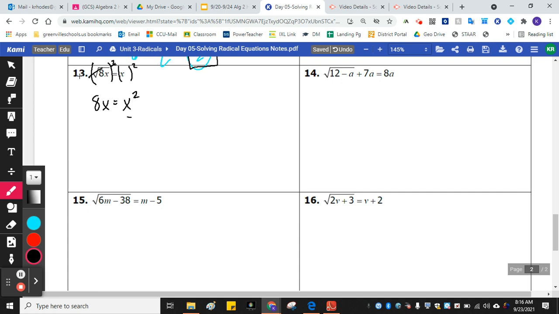To solve for squared, you move everything to one side. So I'm going to move the 8x to the side with x squared. And then factor. This is 2 terms, so I'm going to use my greatest common factor. The greatest common factor of both of these is just an x or 1x. And you're left with x minus 8. Set each factor equal to 0 and solve.